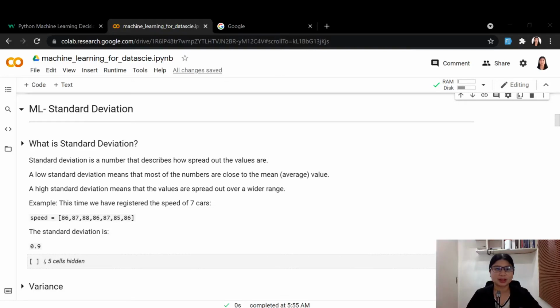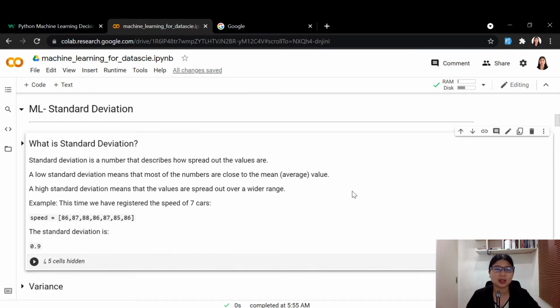So now class, let's start with the machine learning standard deviation. Ano naman niya class ang machine learning standard deviation? So a standard deviation is a number that describes how spread out the values are. So ano siya ka-spread? A low standard deviation means that most numbers are close to the mean or average. A high standard deviation means that the values are spread out over a wider range.